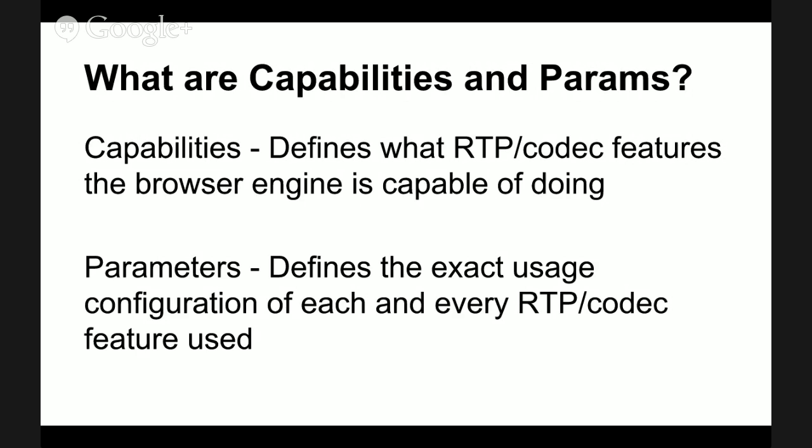So one important fundamental concept here is params versus capabilities. Capabilities defines what RTP and codec features the browser engine is capable of doing, and parameters defines the exact usage configuration, what you want to use for RTP and the codec features. Just as a general overview.